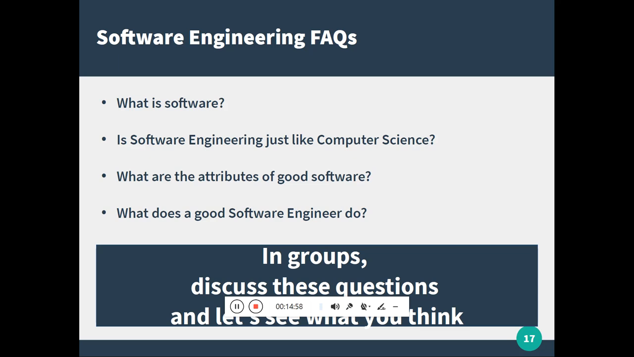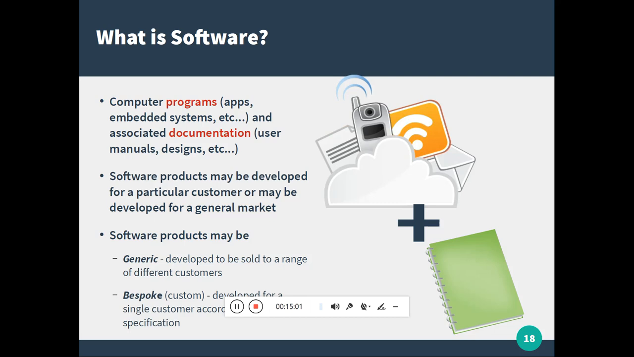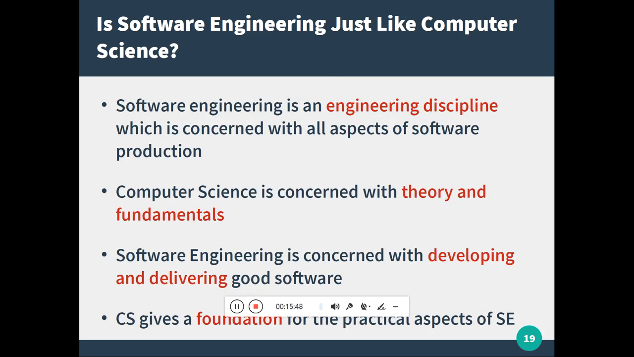Software is just code and data, right? Apart from the program, we also have documentation, which is very important. The program, data and documentation are the software, okay? A software product can be developed for a particular customer or for the general market. The software product can be characterized as generic, or bespoke, which means custom, designed for a single customer according to their specification.